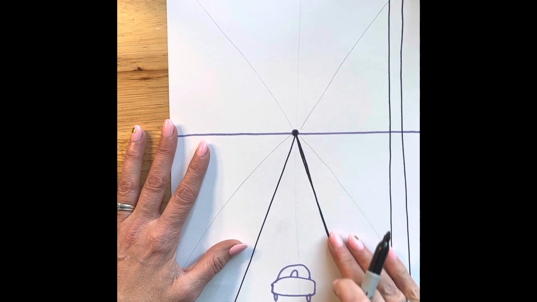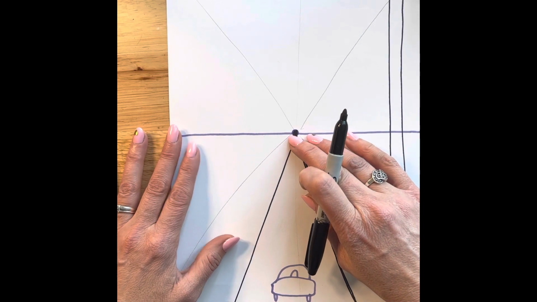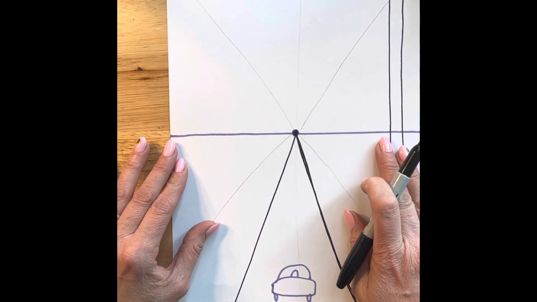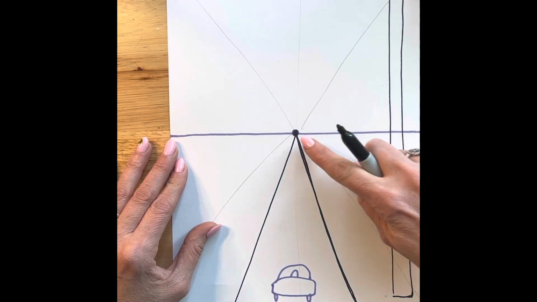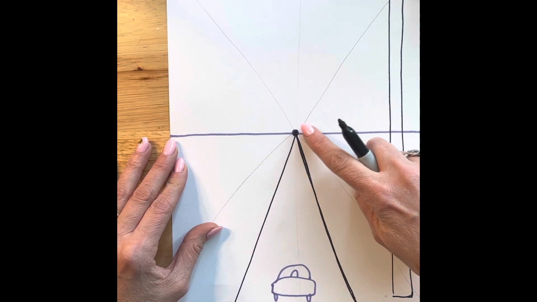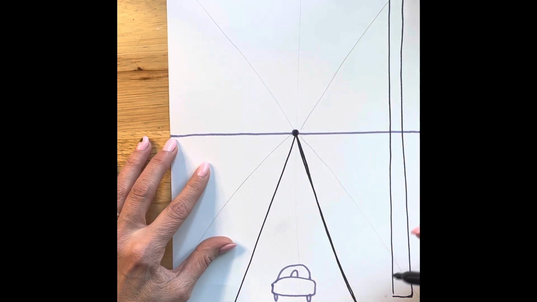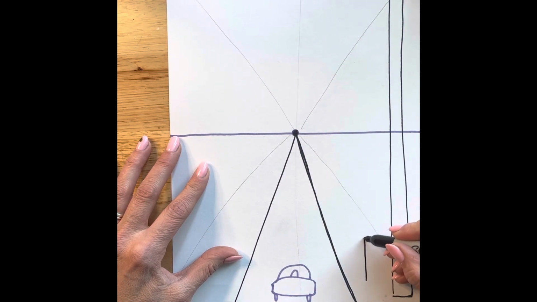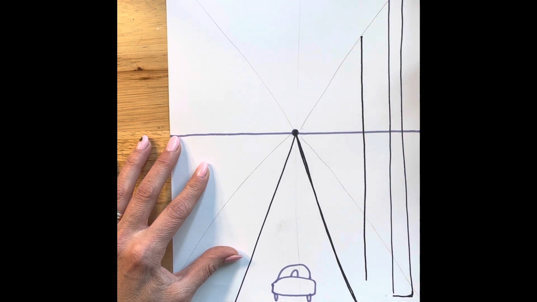And then as we go up, as we get closer to the vanishing point below my eye level, things go up on the page. As we get closer to the vanishing point above my eye level, things come down the page. So here's my next phone pole. It's going to go like that.